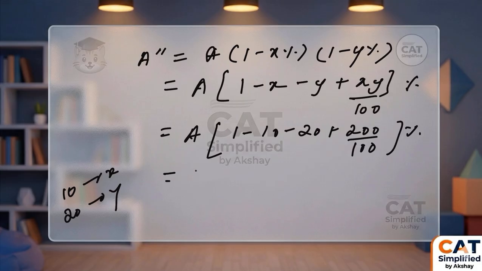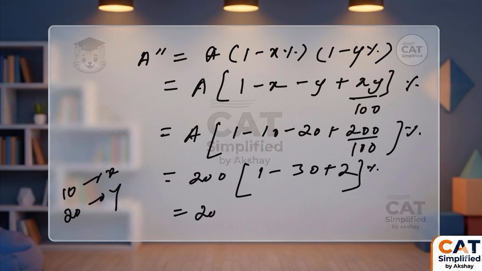What was the value of A, guys? The value of A was 200. Now 1 minus 10, 1 minus 30 plus 2%. So it's going to be equal to 200 into 1 minus 28%, minus 30 plus 2. That means 56 subtracted from 200 is equal to 144.